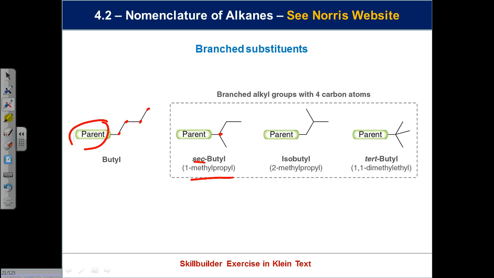What's the longest chain away from that carbon right there? 3. 1, 2, 3. Yes? And what piece is this? Methyl, and where is it? Carbon 1, 1-methyl propyl. They are the same thing. Sec-butyl is the same thing as 1-methyl propyl.